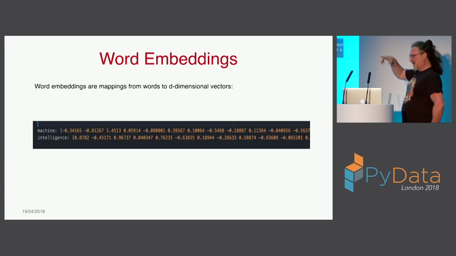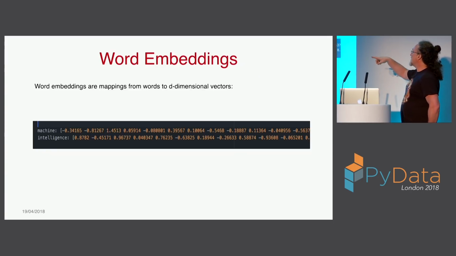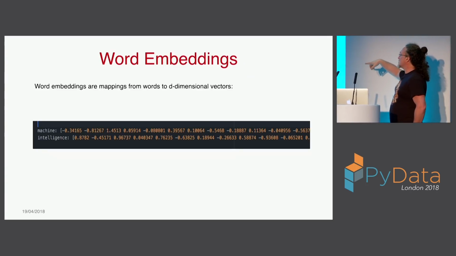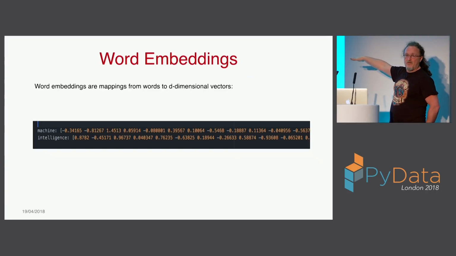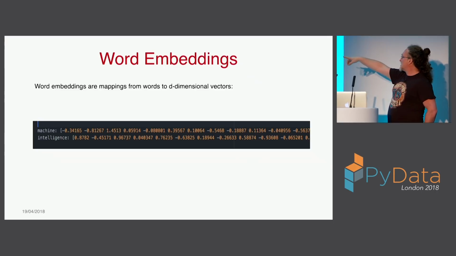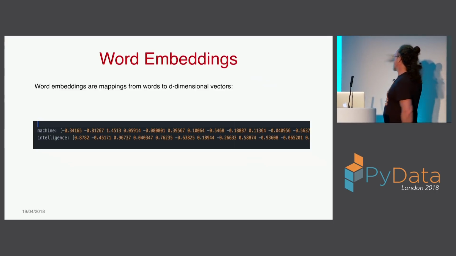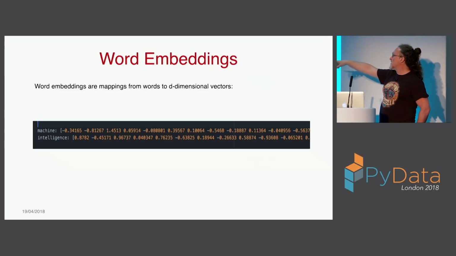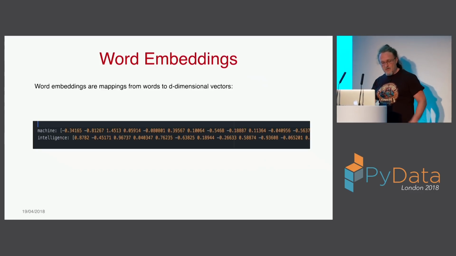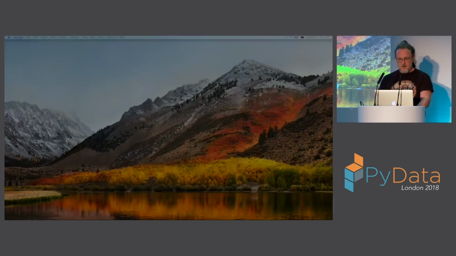Essentially, I'll show slides in a bit. Word embeddings are mappings from words to dimensional vectors. Say these actual numbers come from a GloVe model, the 200-dimensional GloVe model, and the word machine is mapped to this kind of vector, and the word intelligence to that vector. Why we're doing that, we'll be discussing in a bit.